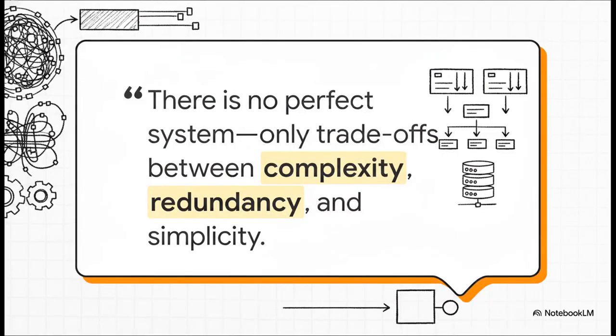I'll leave you with this final, provocative thought. As a software engineer, you will never build a perfect system. It just doesn't exist. Instead, you have to master the delicate, high-stakes trade-offs between complexity, redundancy, and simplicity. How will you choose to balance your architecture when lives are on the line?